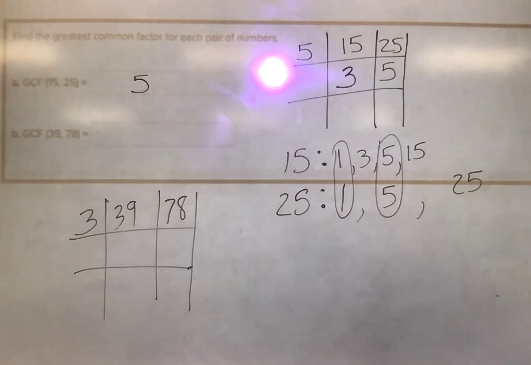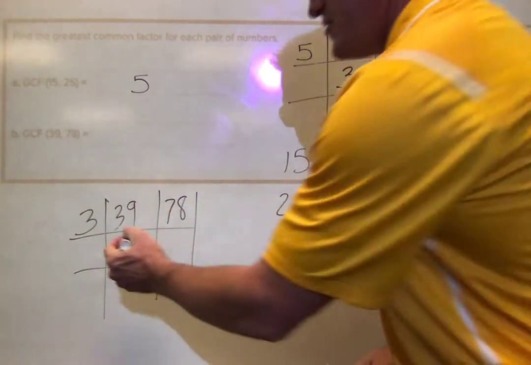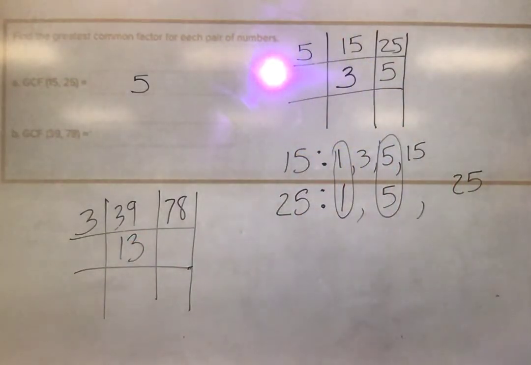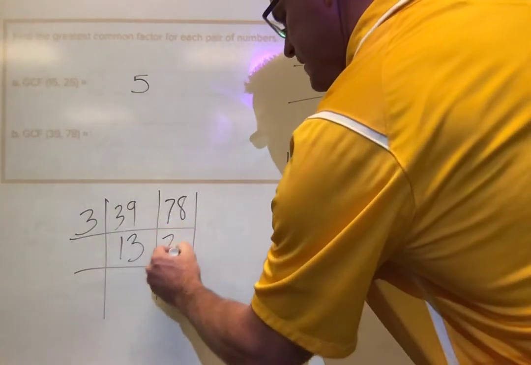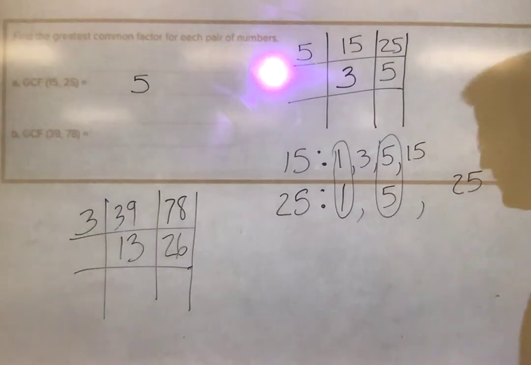And you might have to do the division work here if you can't do these in your head. 39 divided by 3 is 13, and 78 divided by 3 is 26. Again, go off to the side and show your work if you need to, or we can use calculators, that's fine. Just making sure we understand the strategy here.